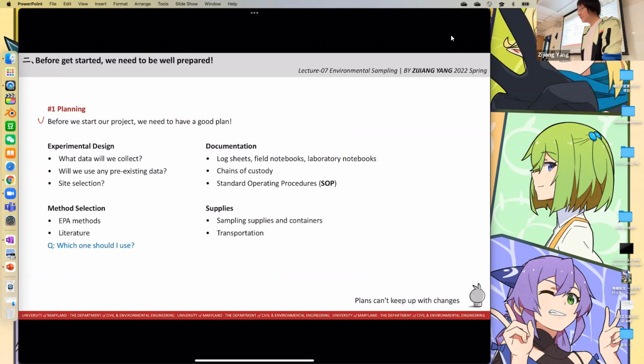So first is planning. Before we start our project, we need to have a good plan. It sounds very easy, but actually it is not quite easy. We need to mainly consider 4 components when we are planning. The first one is experimental design. We need to think about what data we will collect, whether we use any pre-existing data, or whether we need to do any site selection.